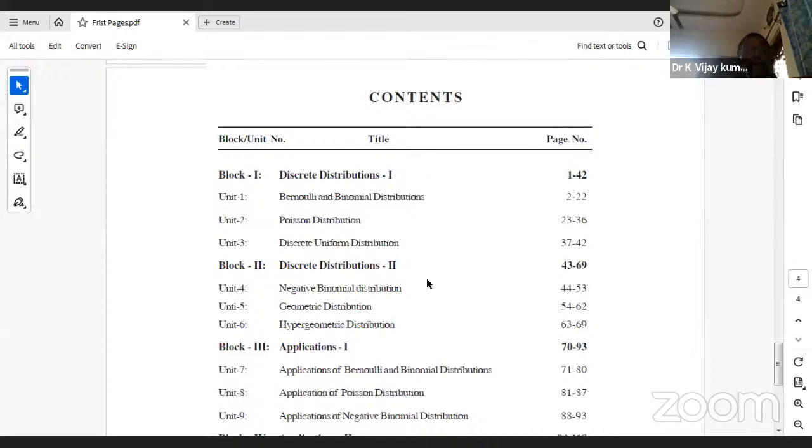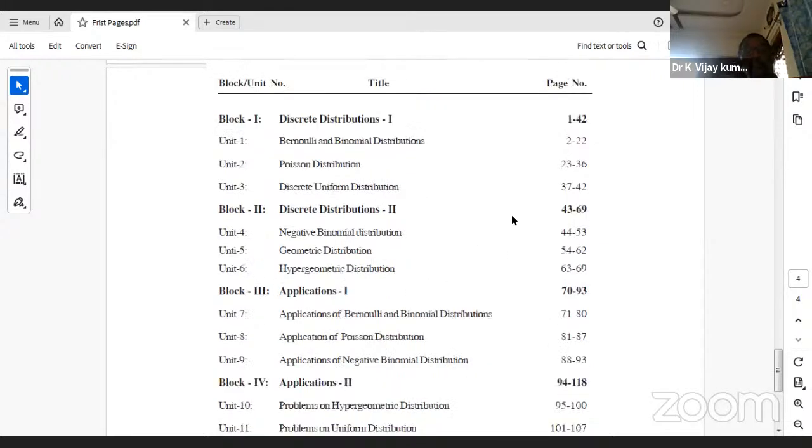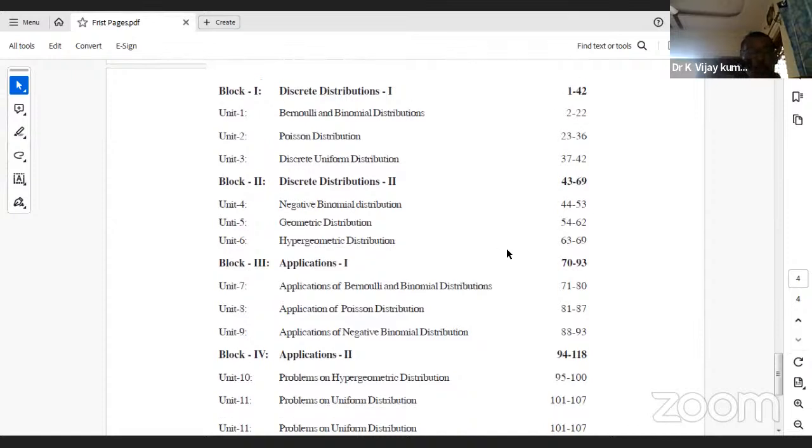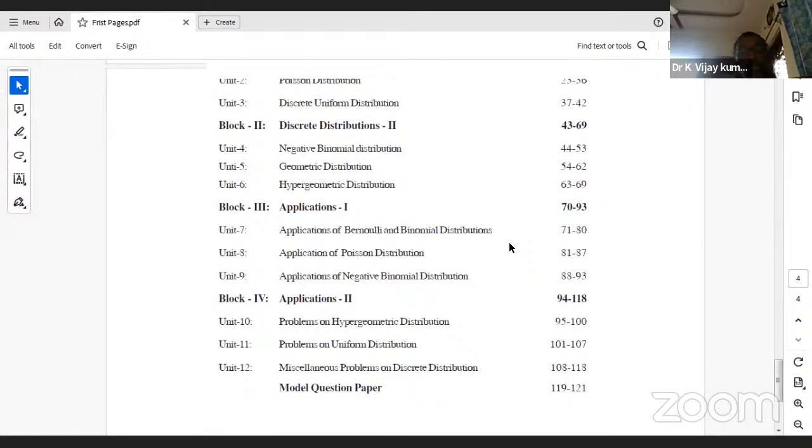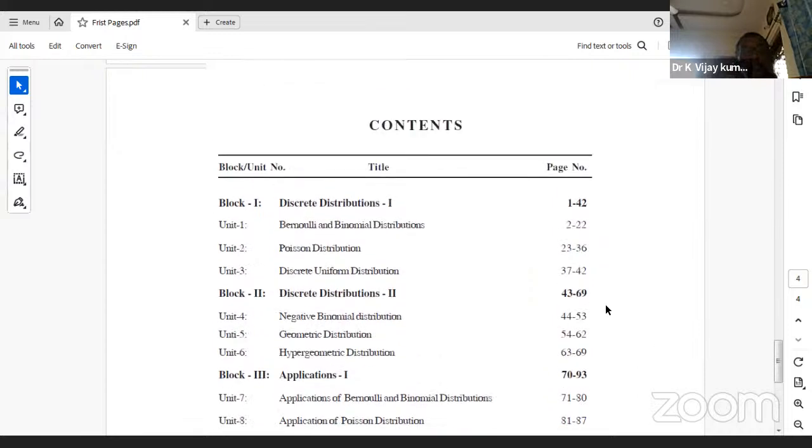And the application parts: application 1, applications in the 6 units, the same as applications. Application of Bernoulli and binomial distribution, applications of Poisson distribution, application of negative binomial distribution. Application 2: problems of hypergeometric distribution, problems on uniform distribution, and miscellaneous problems on discrete distribution. So we can learn these topics today, these 11, 12 topics.